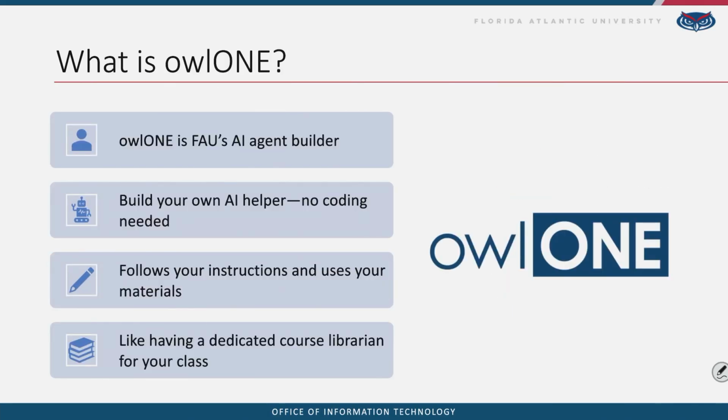What is owlONE? Well, owlONE is FAU's AI agent. Think of it as your own AI helper. You could build it quite easily, and you really don't need any coding experience. It follows the instructions that you give it because you're uploading your material, so it will use that. A good analogy we have here is it's like your dedicated course librarian, right? When you use a generic AI chat, some people say it's more like a public librarian. It knows a lot of things and it's quite helpful, but it doesn't know your content. An AI agent will know your content.